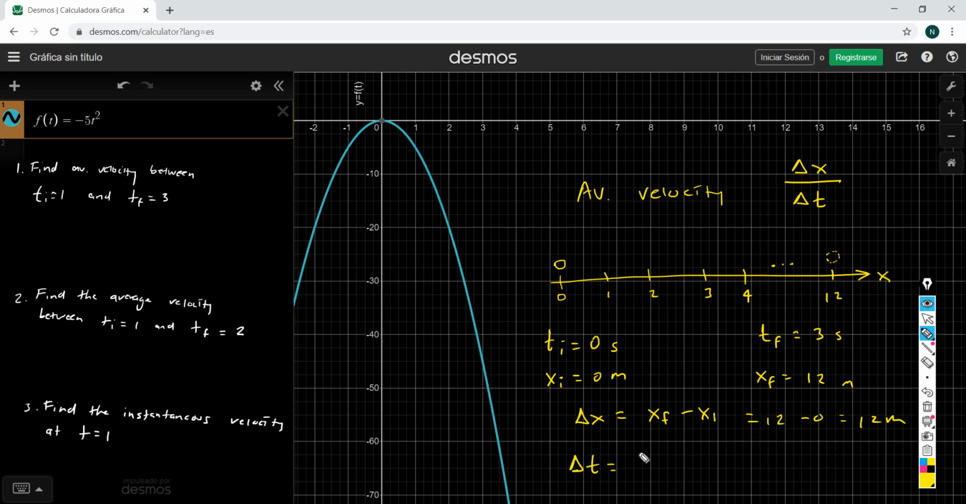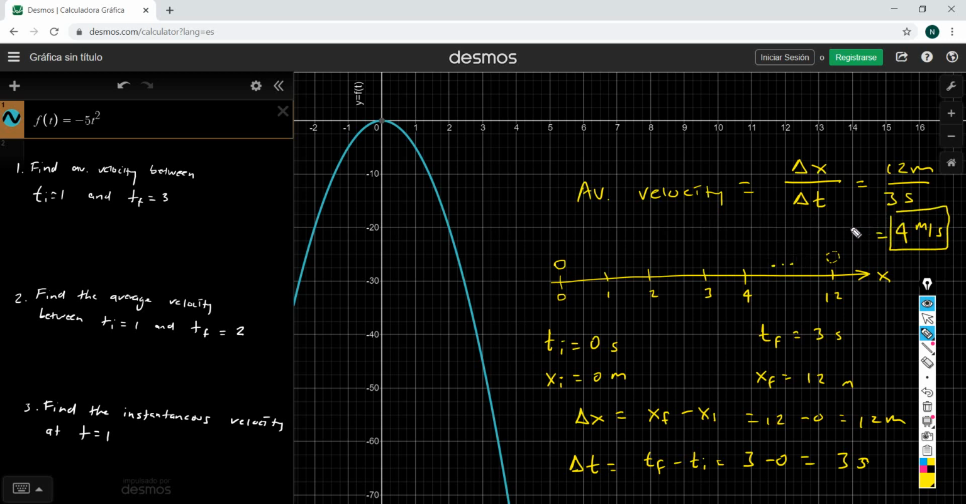And what is the change in time? The change in time is the final time minus the initial time, which is 3 minus 0, which is 3 seconds. Then we divide these two changes. So the average velocity is an average rate of change, because we're dividing these two quantities. Let's actually do it. This is 12 meters and this is 3 seconds, and what we get is 4 meters per second. That's the average velocity of this particle in this situation.